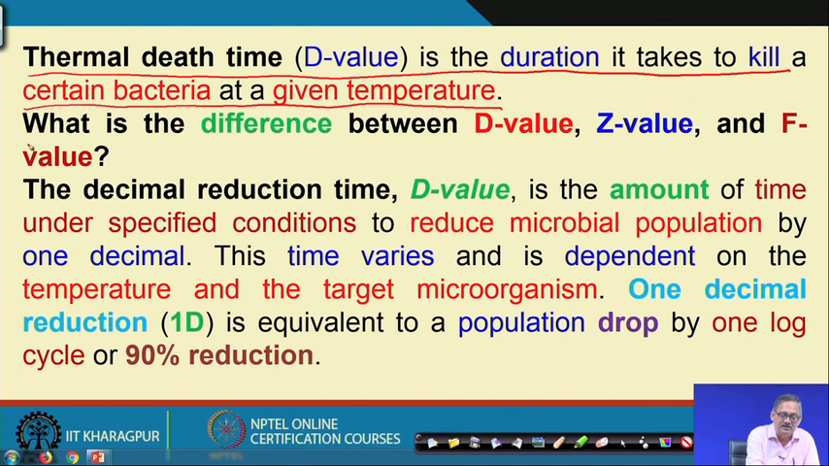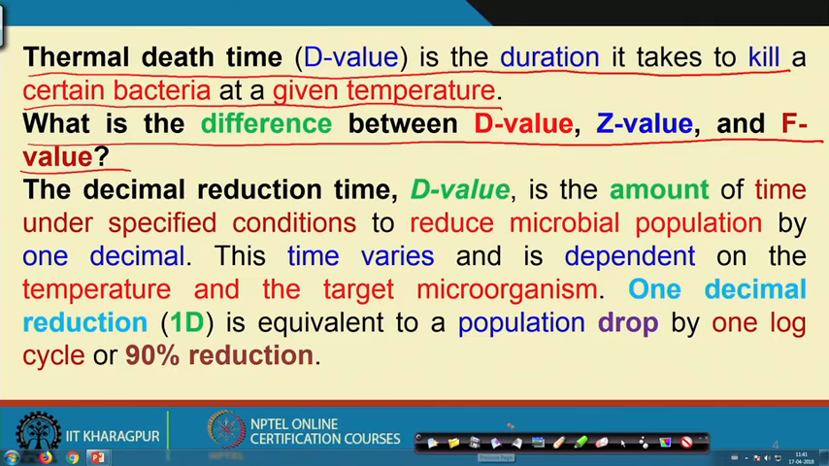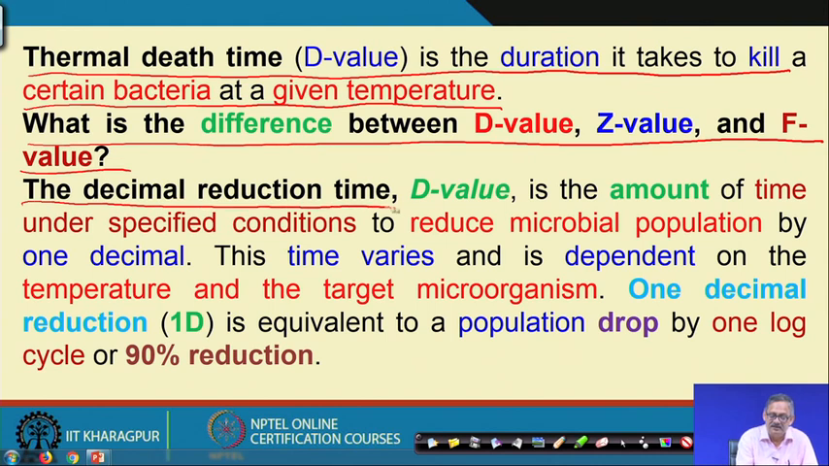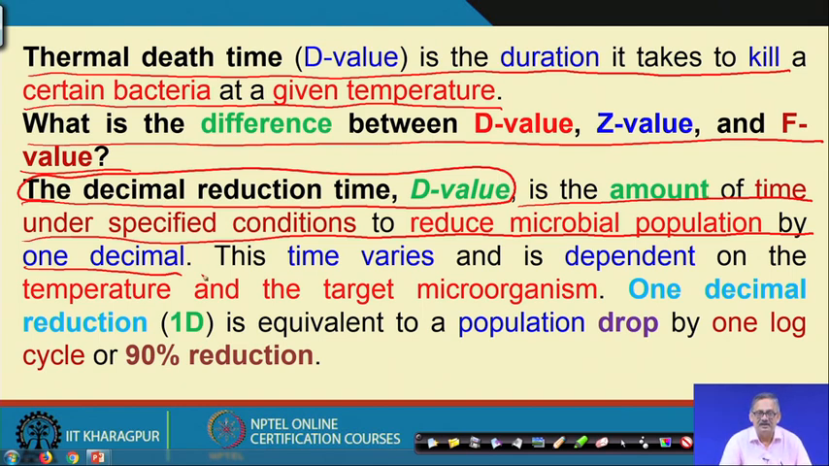So, what is the difference between the D value and the other values, the Z value or F value? You might have heard of these D value, Z value, F value. What are they and what is their difference? Automatically it comes to the mind. Then, the decimal reduction time, that is the D value, is the amount of time under specified conditions to reduce the microbial population by one decimal, that is 1 log cycle, right. Log 10 is equal to 1.